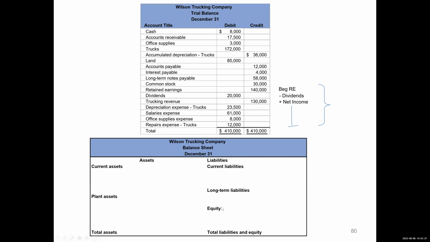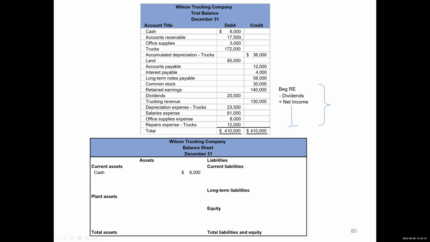And then finally, we have equity, right? Here we go. So let's start out building our current asset section. We'll start out with cash of 8,000. It's going to be cool. We're going to go right down the road.